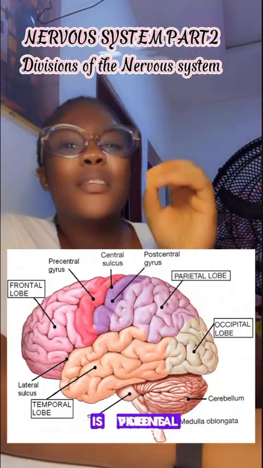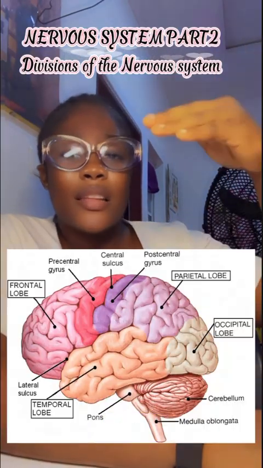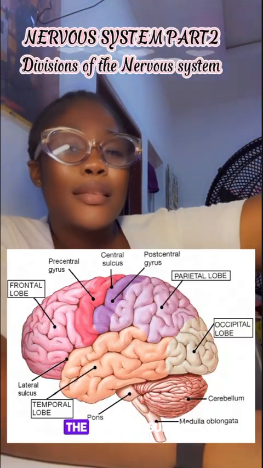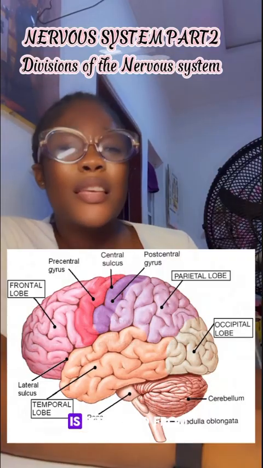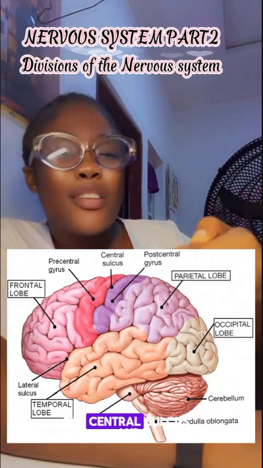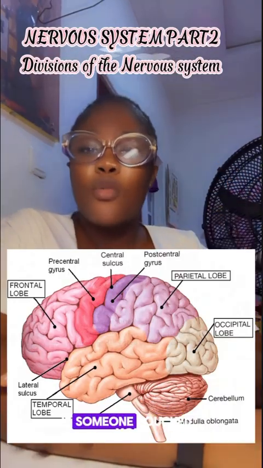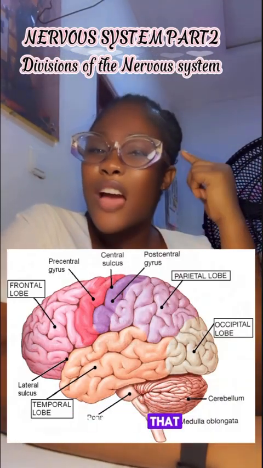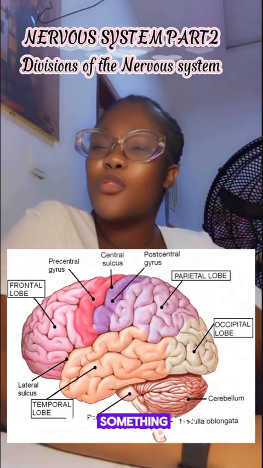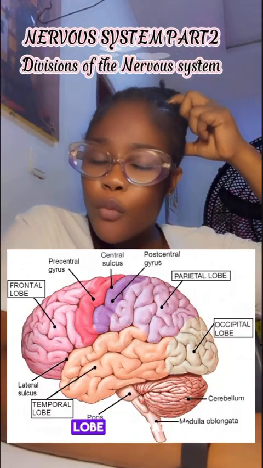Now the parietal lobe is separated from the frontal lobe by what? The central sulcus. Remember what we said. And the parietal lobe is responsible for touch. If someone touches you, the part of your brain that feels that touch and tells you that something has touched you is from your parietal lobe.